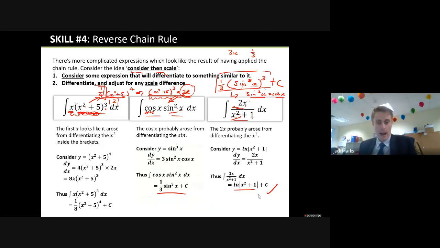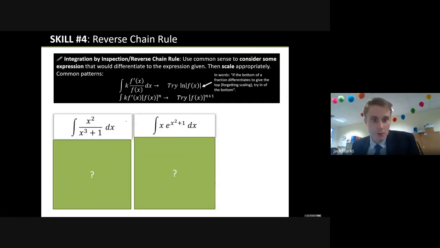Okay, so these expressions, some of them look really hard, but because the chain rule is at play, sometimes the answer is surprisingly simple. So a couple more.